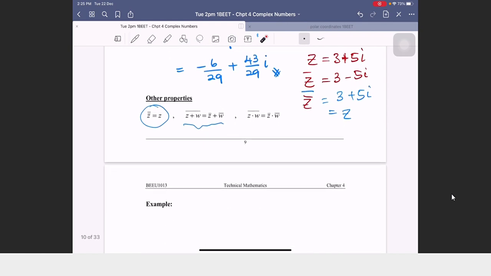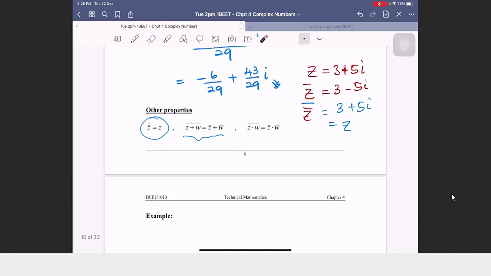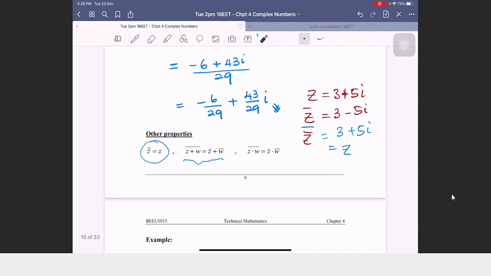Madam, I'm so confused with the line, the minus sign in Z. What does it mean? Oh, you mean the bar, the sign with the bar above Z. Okay, the bar sign actually represents the conjugate.